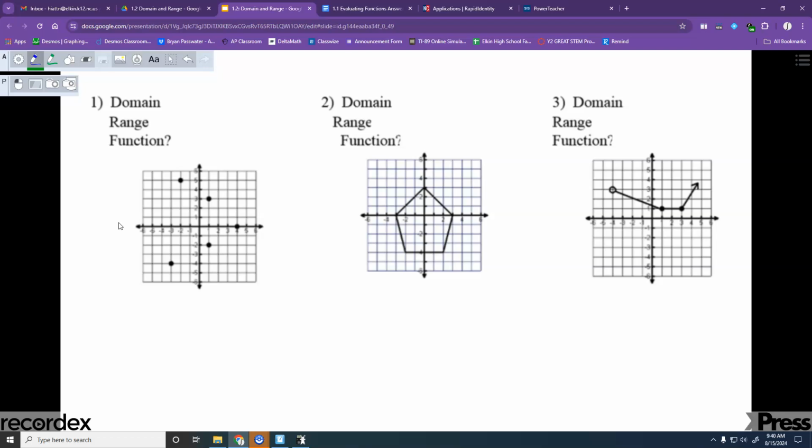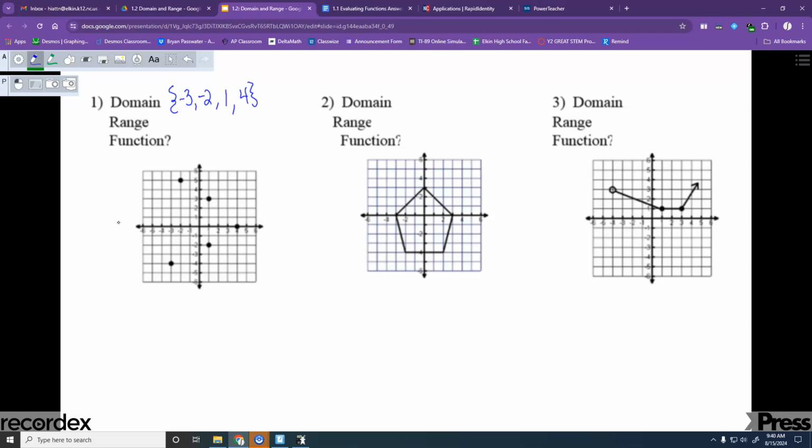So for our domain, if it's just numbers listed, just use some squiggly brackets. And we had a -3, a -2, a 1, and a 4. Okay? And here it comes to where I'm not tall enough to do this again.